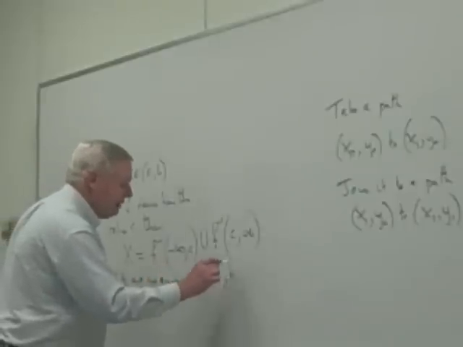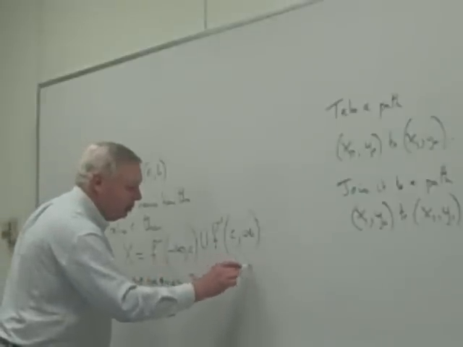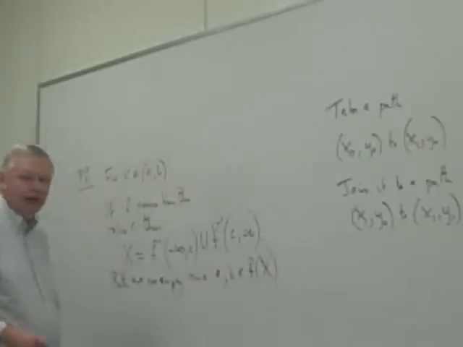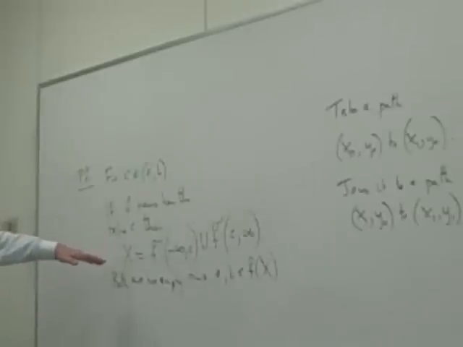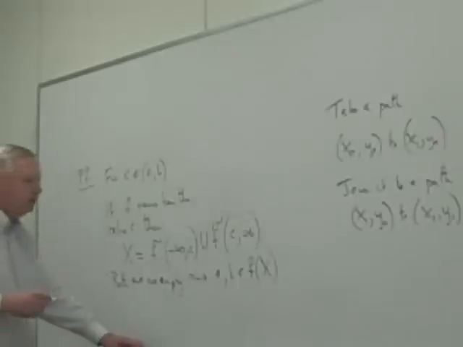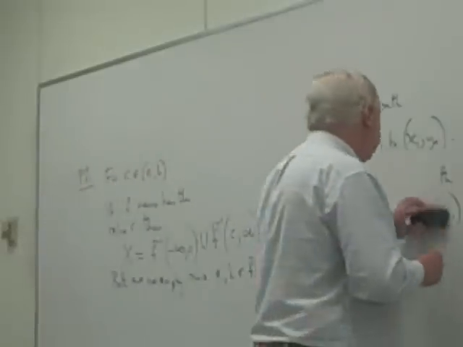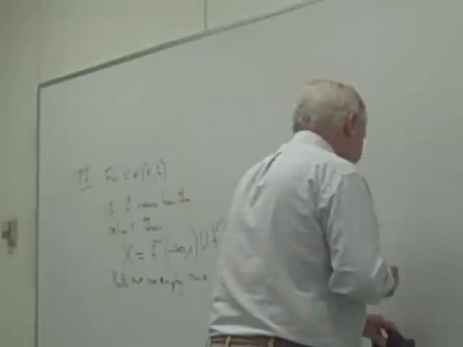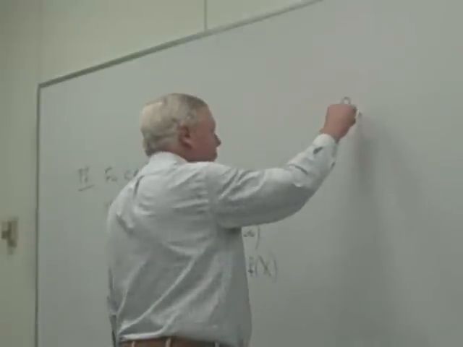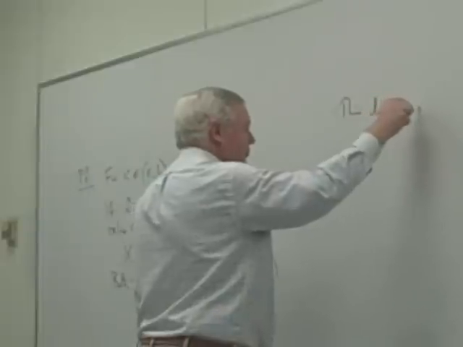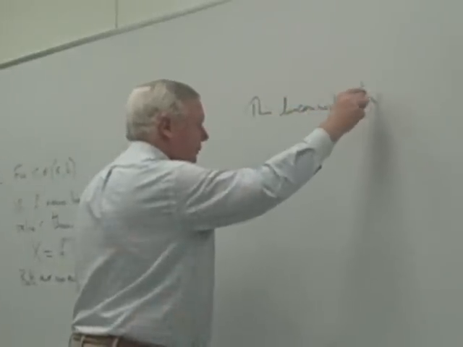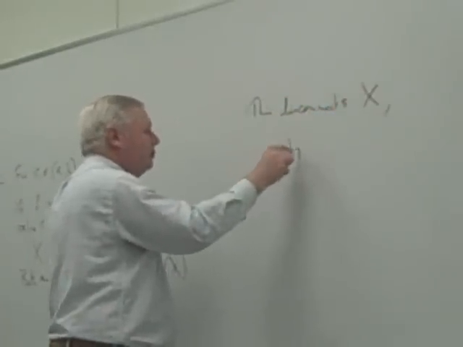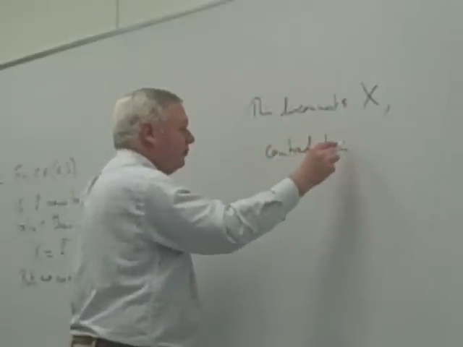Since the values a and b are in the range of the function f. But now we've managed to disconnect X. And so that is a contradiction.